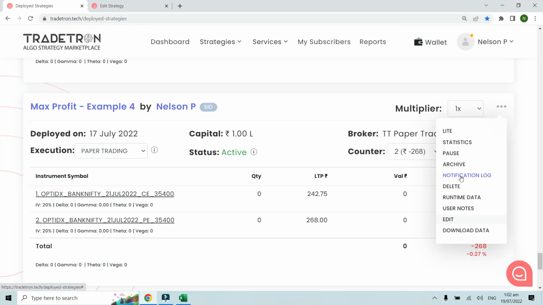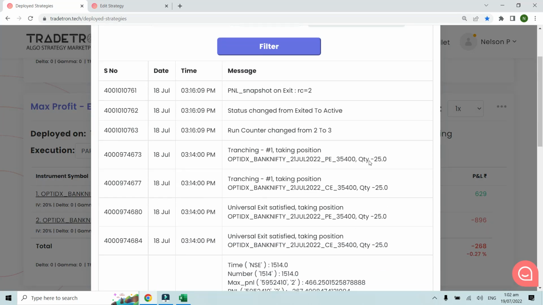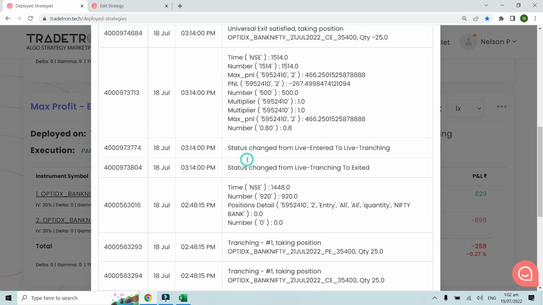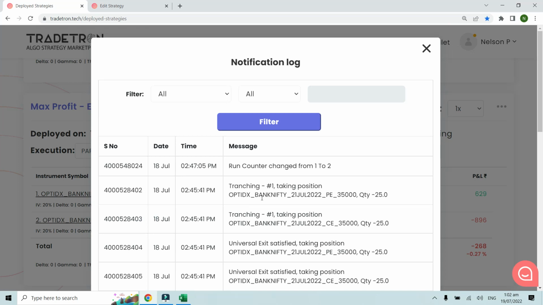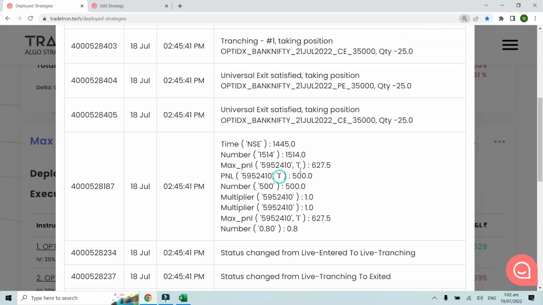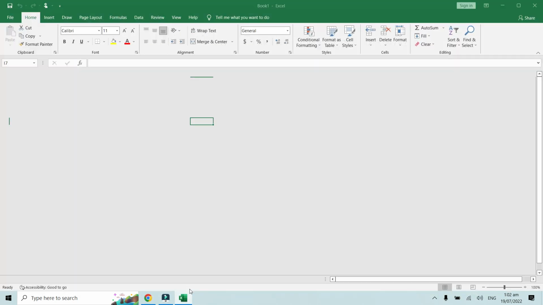Over here, we will go to the notification log. This is again the 3:14 exit, so we will ignore this part, but we will see the initial counter. As you can see, at 2:45 p.m. there was the initial counter. The max profit PNL that was reached was 627.5, right? And our PNL number was say 500. But our exact condition was that it should be basically 80% of the highest peak profit.